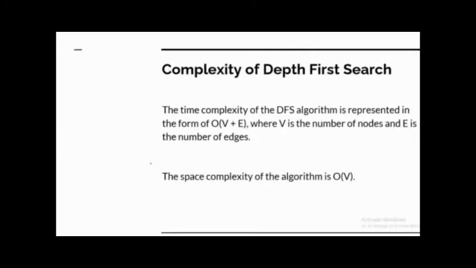The time complexity of the DFS algorithm is represented with order of V plus E, as in the worst case scenario, every edge has to be considered once and every node has to be visited once. The space complexity of the algorithm is order of V, as the more vertices there are, the more space is required.